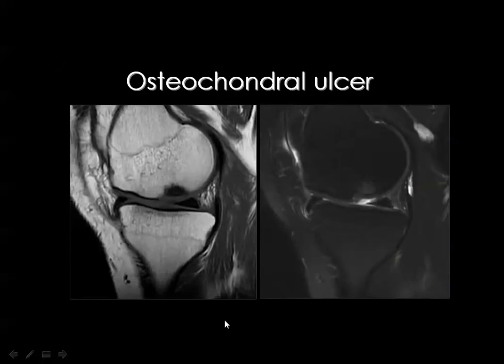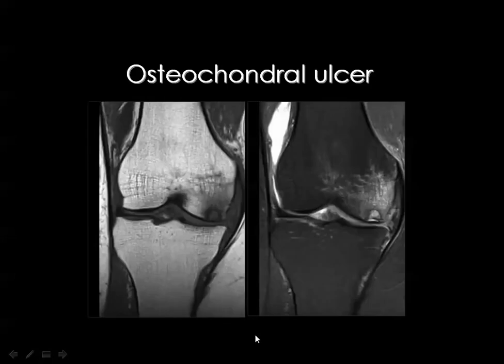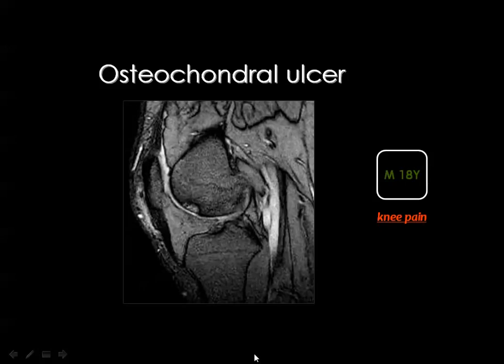But if the defect affects the cartilage as well as the underlying bone, we call this osteochondral ulcer. And this osteochondral ulcer will appear like this in the T1 weighted image, and in the T2 weighted image it shows some brightness due to the presence of bone marrow edema. Sometimes osteochondral ulcers are surrounded by significant bone marrow edema, as you can see here. This is an osteochondral ulcer, and you can see the edematous changes in the medial femoral condyle. And this is also an example of an osteochondral ulcer in the anterior aspect of the femoral condyle.